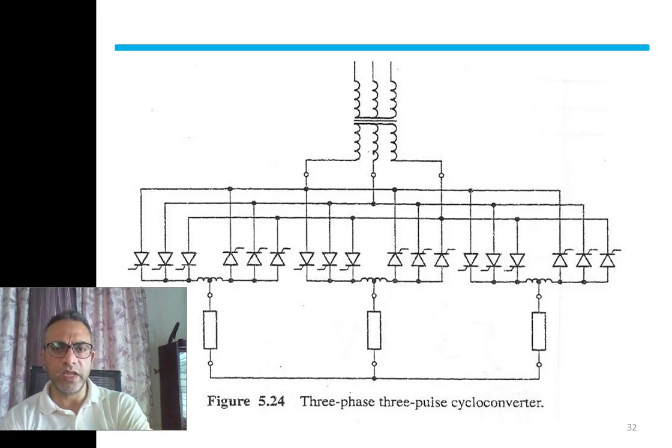Now why is it called a three pulse cycloconverter? Because each phase uses one set of SCRs, and then comes the load. This load can be our induction motor, as we will see in the second slide. Next slide.